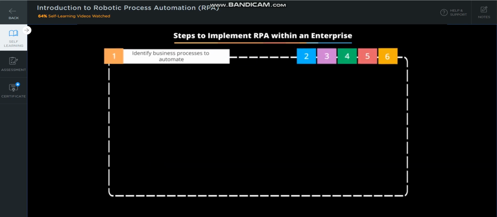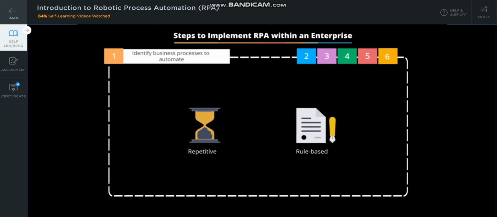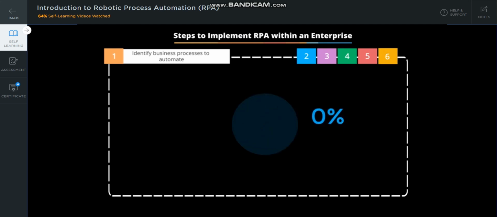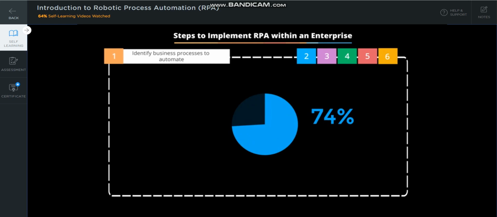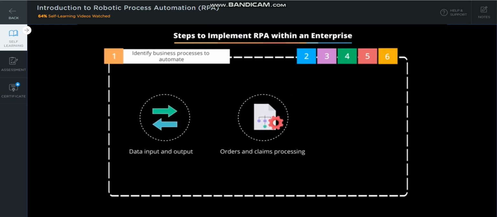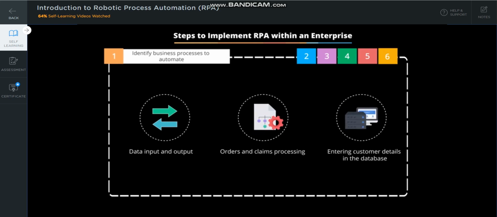Step 1. Identify business processes to automate. They are either repetitive or rule-based. 99% of organizations still spend considerable personal time doing repetitive manual tasks, with almost 3/4 or 74% spending over a quarter of their time doing so. Examples: data input and output, order and claims processing, and entering customer details into the customer database.